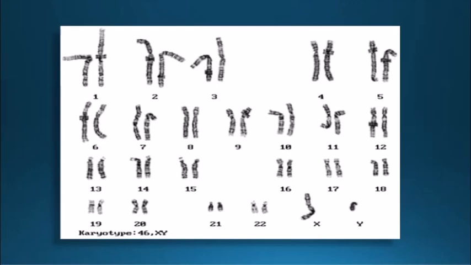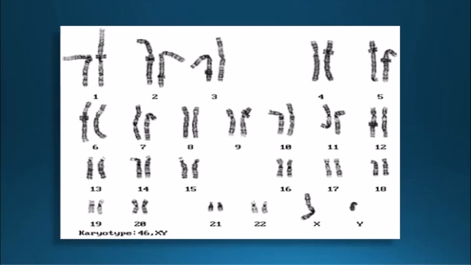Now the chromosome number differs from species to species. If we talk about humans, we have 46 chromosomes, that is 23 pairs of chromosomes. Of these, there are two sex chromosomes, X and Y, and we have 22 pairs of autosomes.